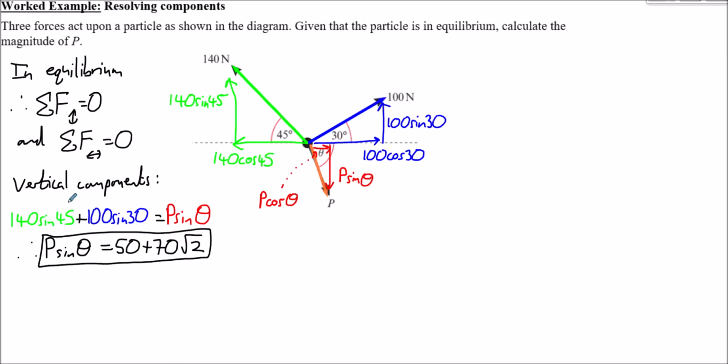For the meantime, now I'm going to think about horizontal components. Basically forces going left and right. So going to the right, we've got two forces. We've got 100 cos 30, we've also got P cos theta acting to the right as well. So plus P cos theta, that's going to equal the forces going to the left. The only component acting to the left is just this 140 cos 45.